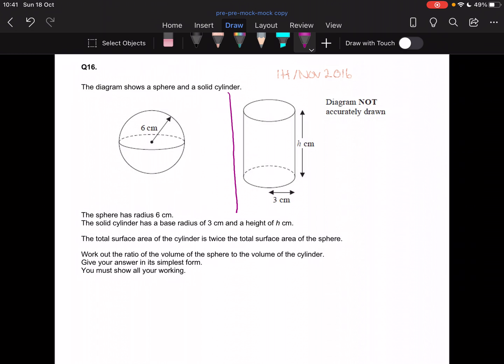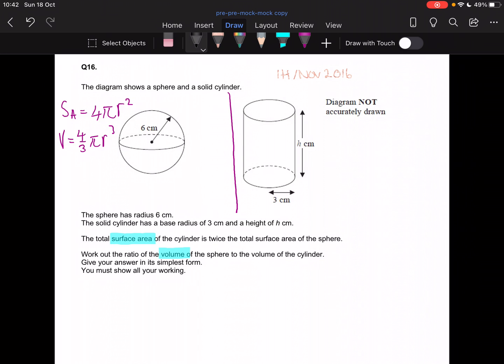So I'm going to start by identifying what they are asking me. I need surface area and I also need volume. So I'm going to quickly write my formulas for both my shapes. The surface area of a sphere is equal to 4 pi r squared, and the volume of a sphere is equal to 4 over 3 pi r cubed. Now let's have a look at the cylinder.